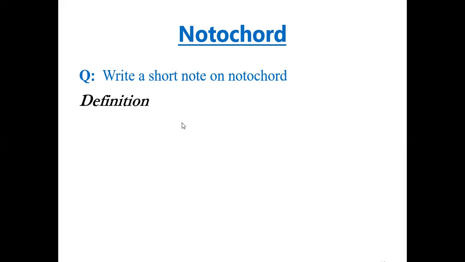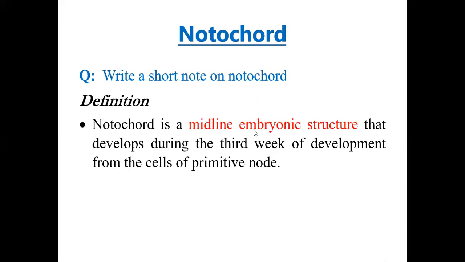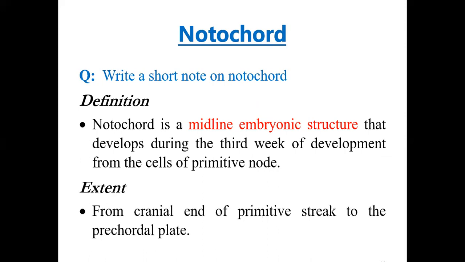Now is the formation of the notochord. So what is the notochord? Here is a short note on the notochord. The notochord is a midline embryonic structure that develops during the third week of development from the cells of the primitive node. What is the extent of the notochord? It extends from the cranial end of the primitive streak to the precaudal plate. The first migrating cells from the cranial most part of the primitive node will form the prenotochordal cells, and they will organize from the cranial part of the primitive streak till the precaudal plate.